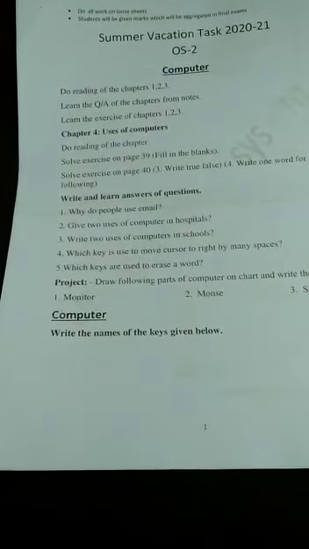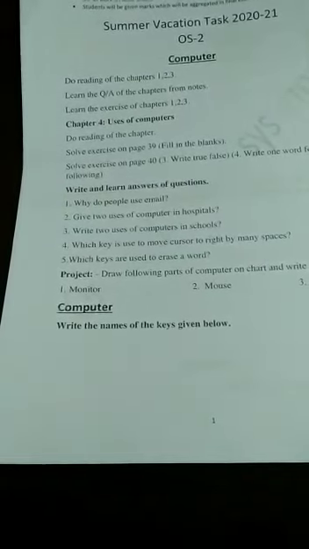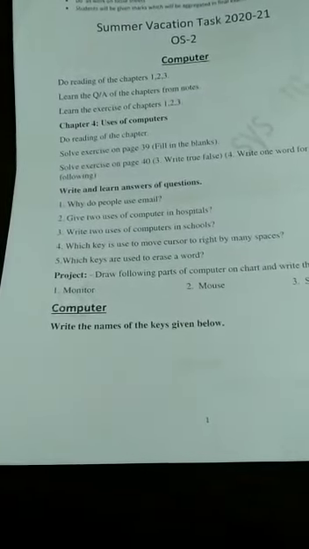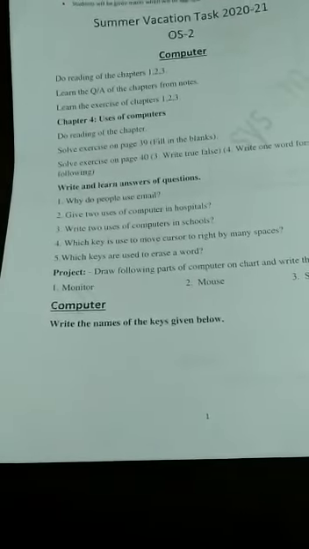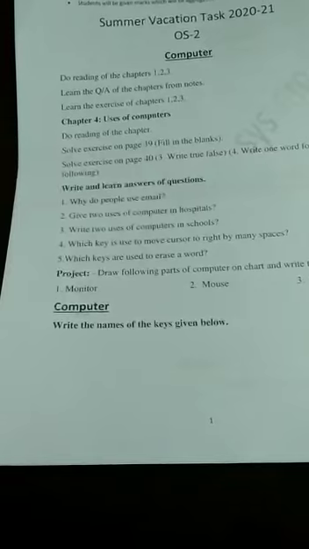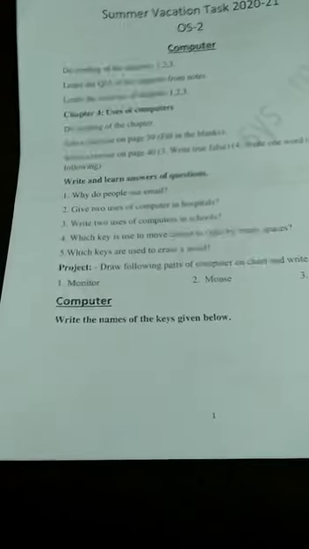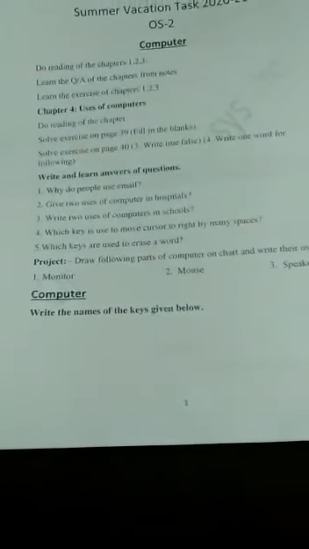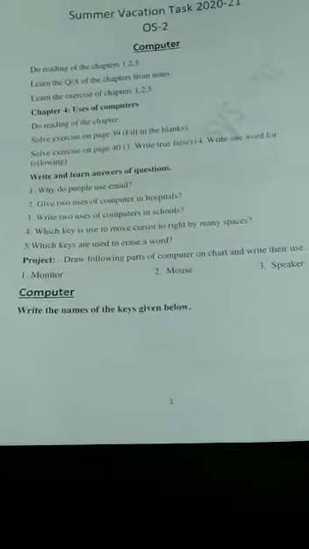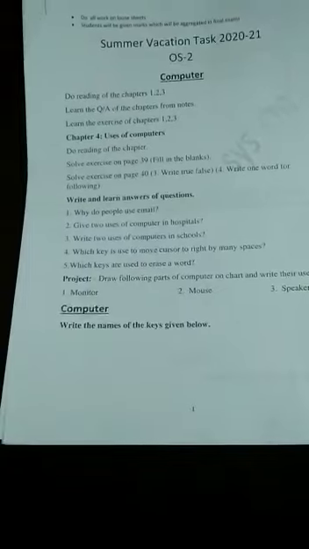Then it's mentioned there the true false, and then there's question 4. They have to do write one word for the following. Then there are questions. Kids have to write and learn the answers of these questions. And then kids have a project. Draw the following parts of the computer on a chart and write their uses.